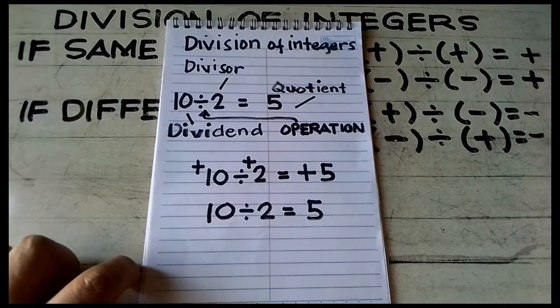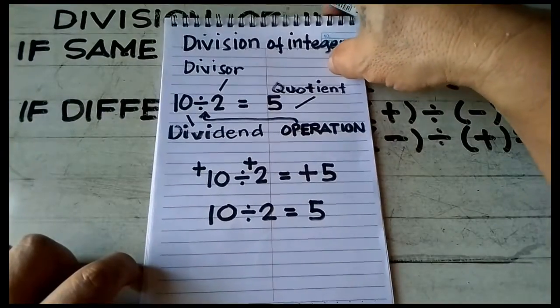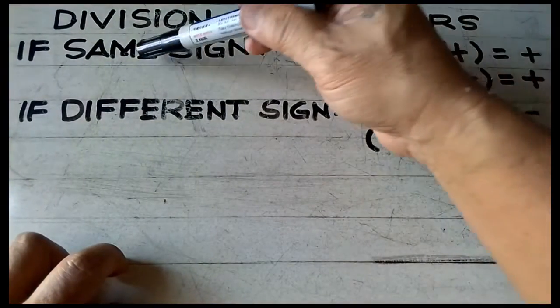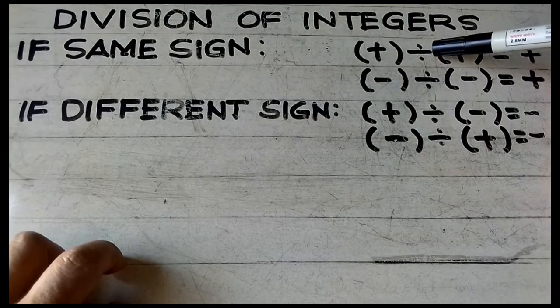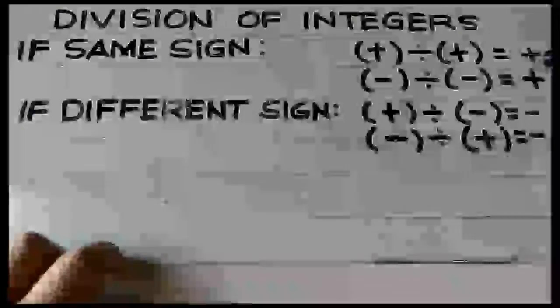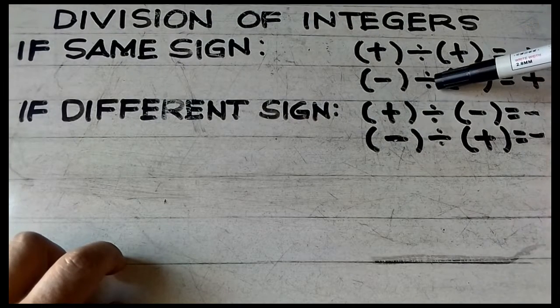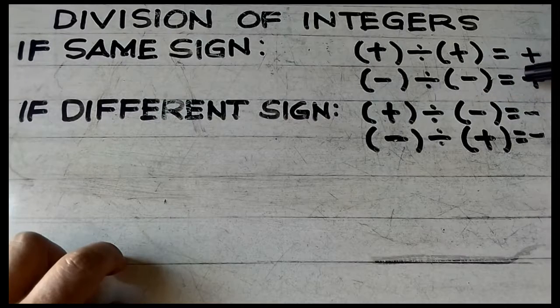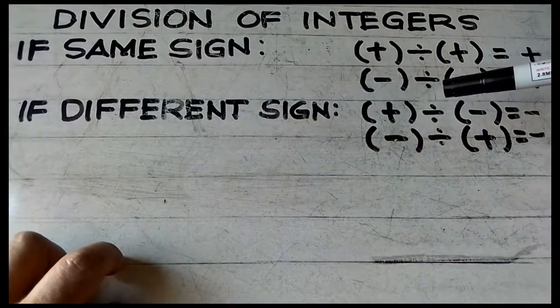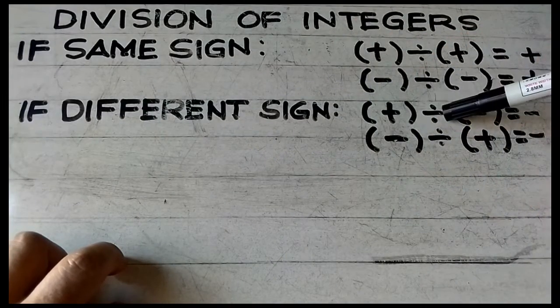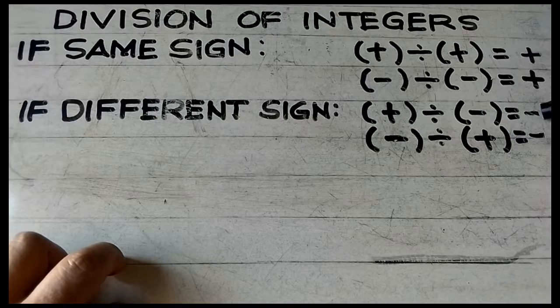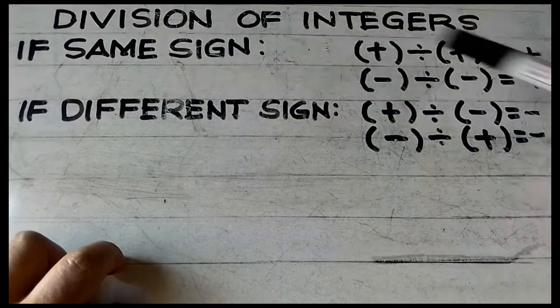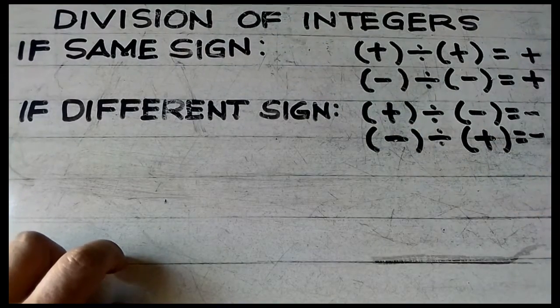So let's move to the rules of division of integers. If same sign, positive divided by positive is equal to positive, negative divided by negative is equal to positive. If different sign, positive divided by negative is equal to negative, negative divided by positive is equal to negative. Example, sa same sign muna tayo.